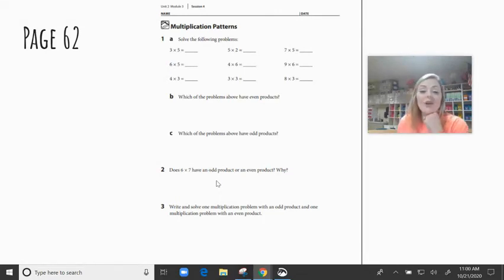All right, so go ahead and finish this page and then attach it to your math job on the slide.